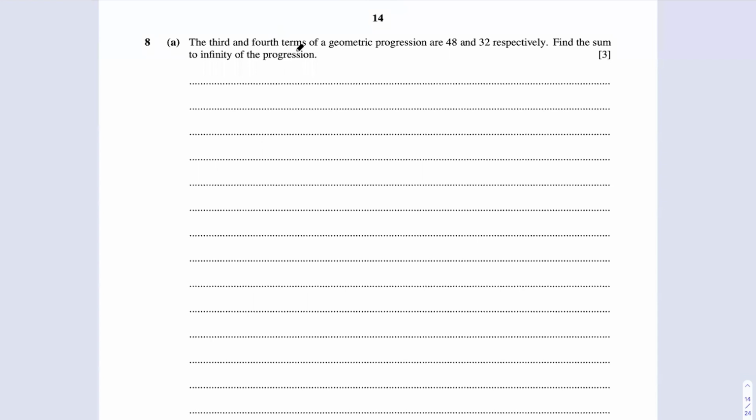The third and fourth terms of a geometric progression are 48 and 32. We have to find the sum to infinity. Now we know that the common ratio is two consecutive terms divided by each other. So we have the fourth term and the third term. If we divide them, we'll get the common ratio. The common ratio will be 32 upon 48, which will simplify down.